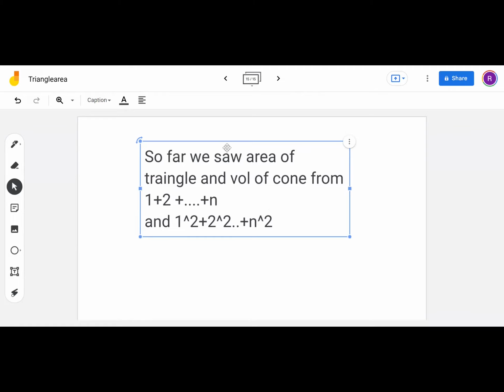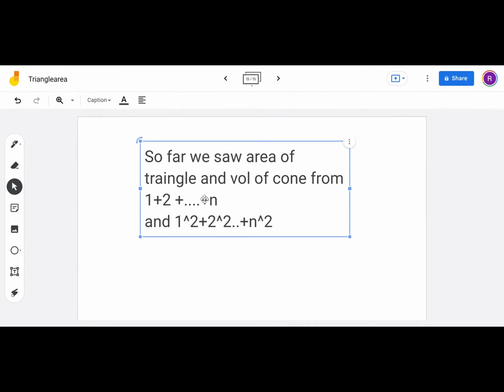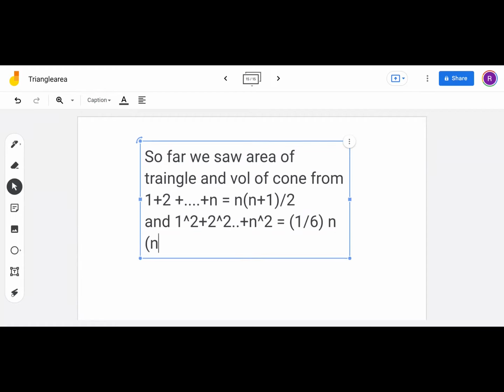Okay, good. Now let's try to understand why we get these formulas. So we just assume this formula, right? We said that this is equal to n into n plus 1 by 2. And this, we looked up online and saw on the web, is 1/6 into n into n plus 1 into 2n plus 1.